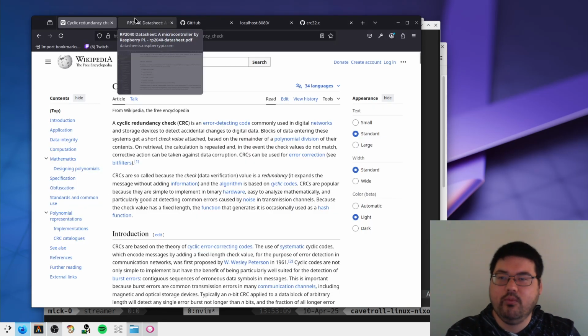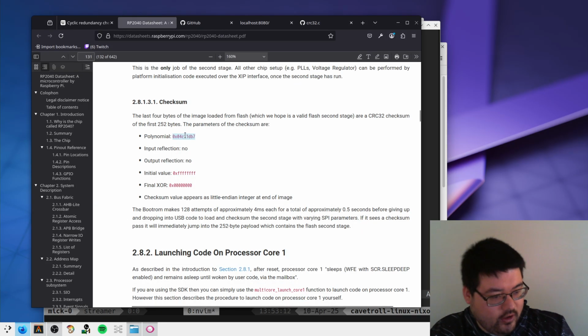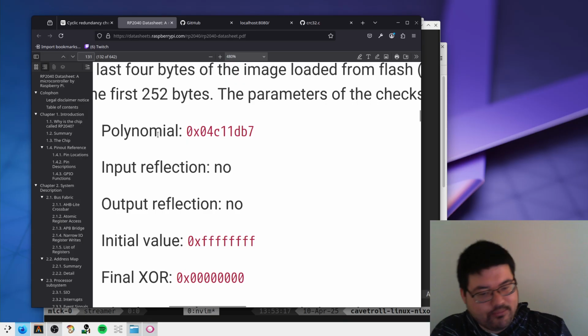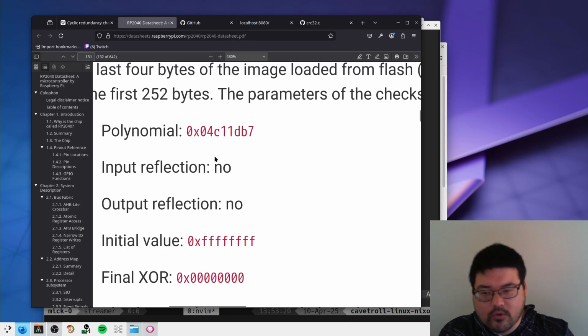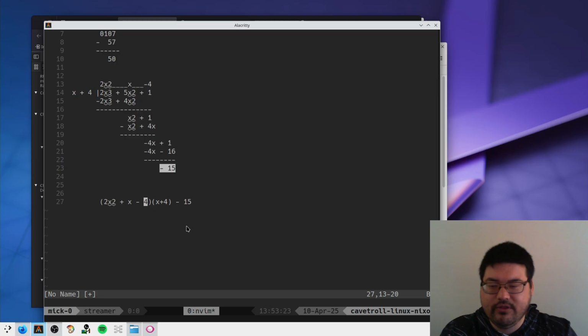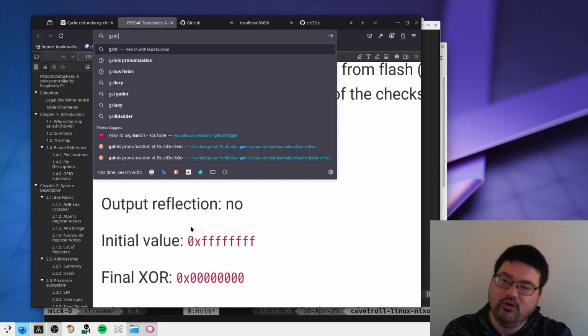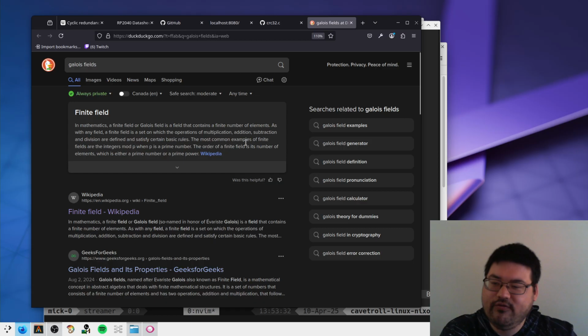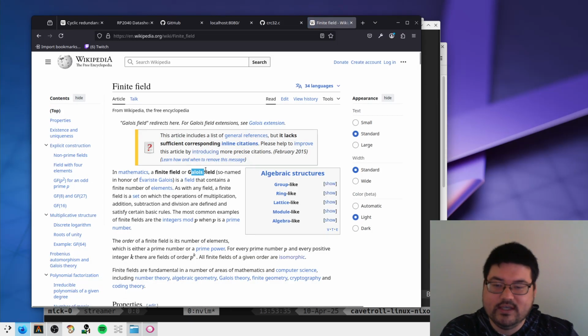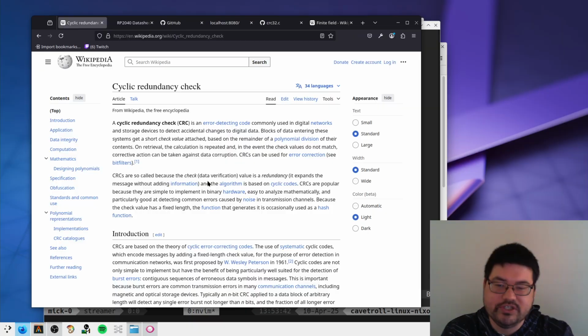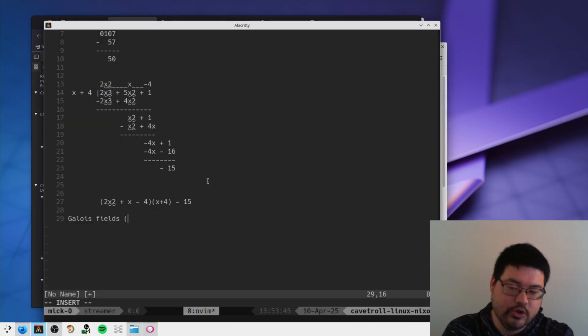And you might say, well, then what are we talking about here? What is this 0x04c11db7? How is that a polynomial? Okay, one more concept to introduce. There are these things called, apparently, Galois fields. Finite fields, also known as Galois fields, right? And these polynomial divisions in CRC are done in Galois field 2.